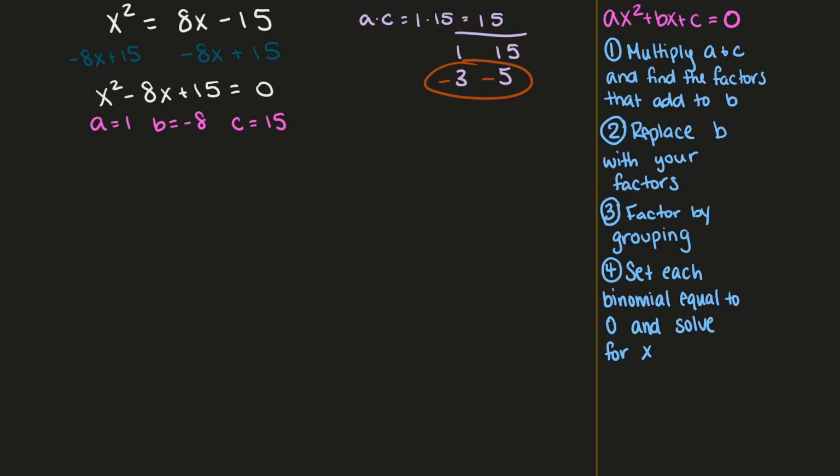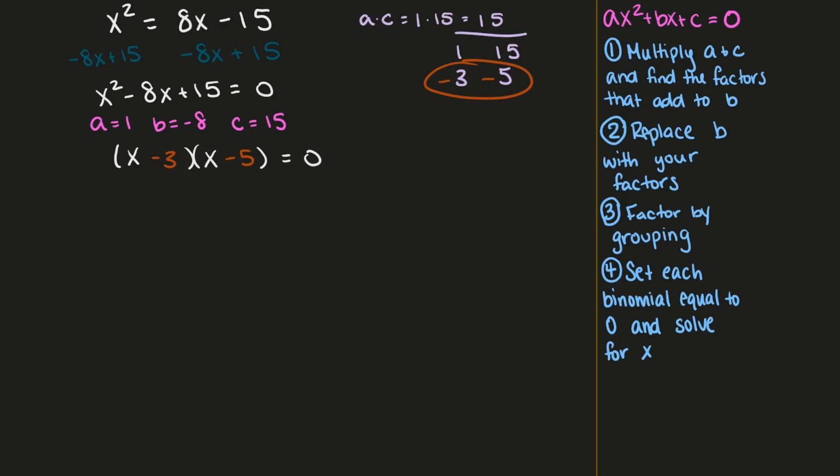Once we find our factors, we can jump right to our two binomials by just plugging those in. Whenever our a term is 1, we can just write two factors. This is going to be x plus or minus something, x plus or minus something equals 0. And whatever goes in here, those are our two factors. So x minus 3, x minus 5 equals 0. And I'll prove it to you by factoring by grouping.